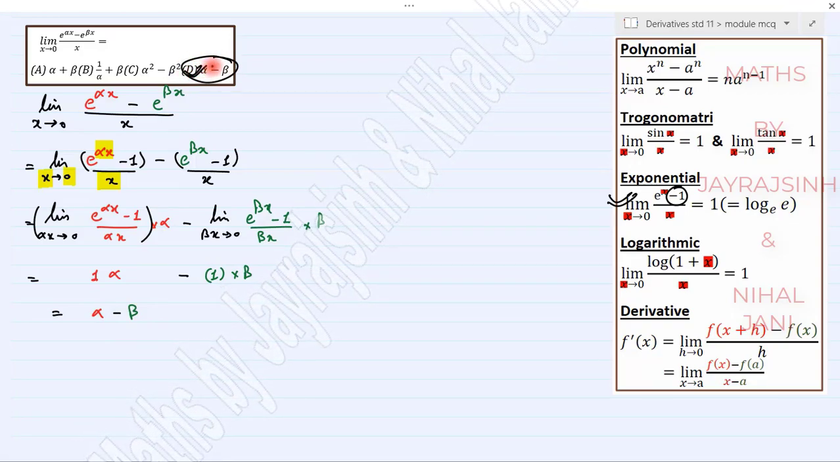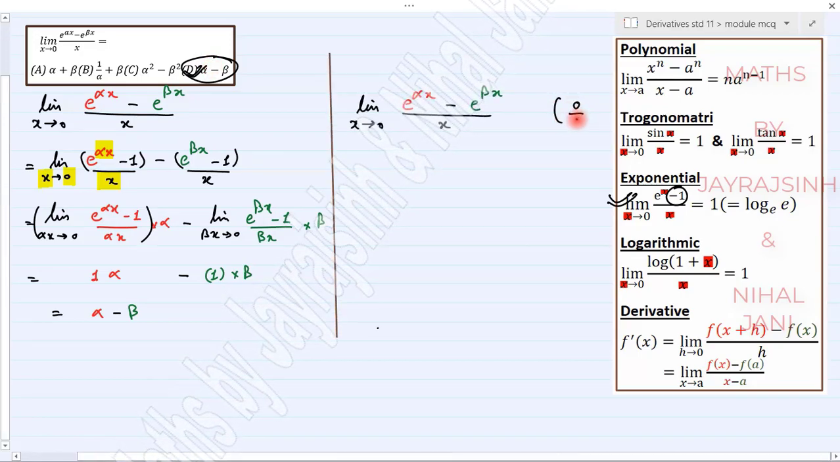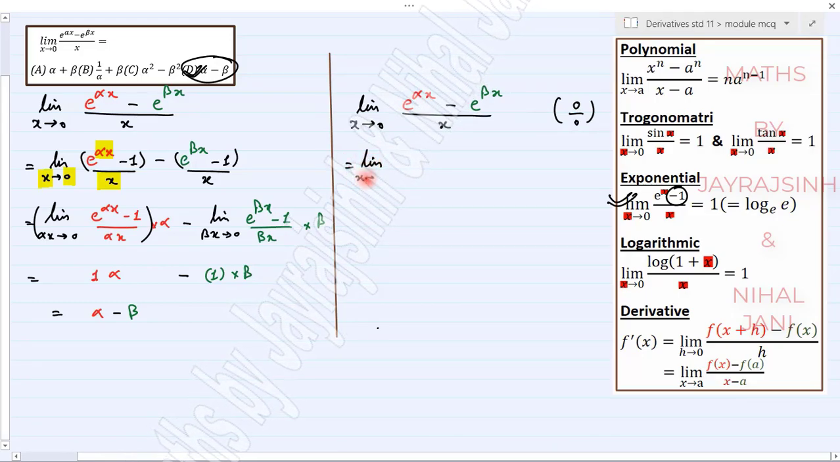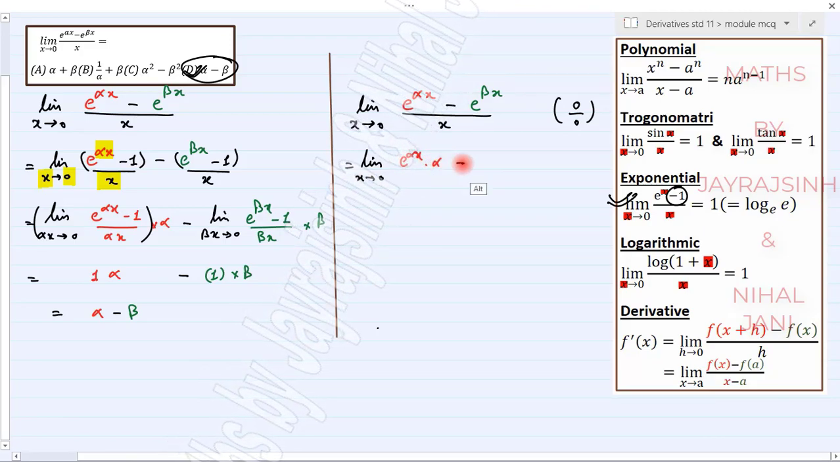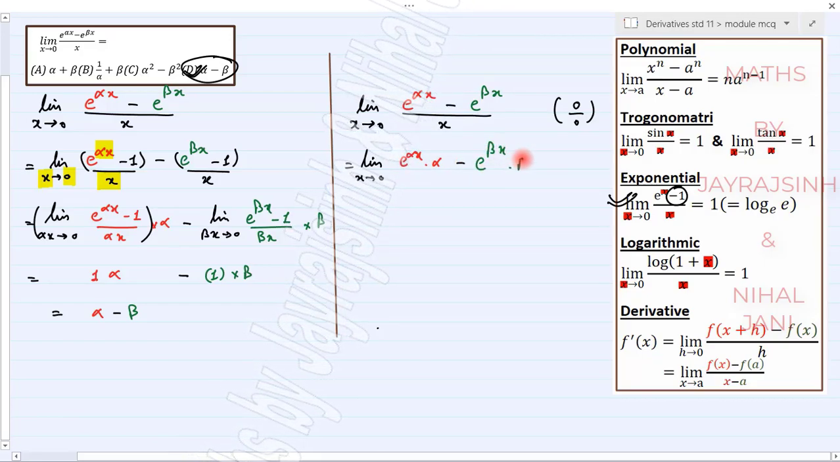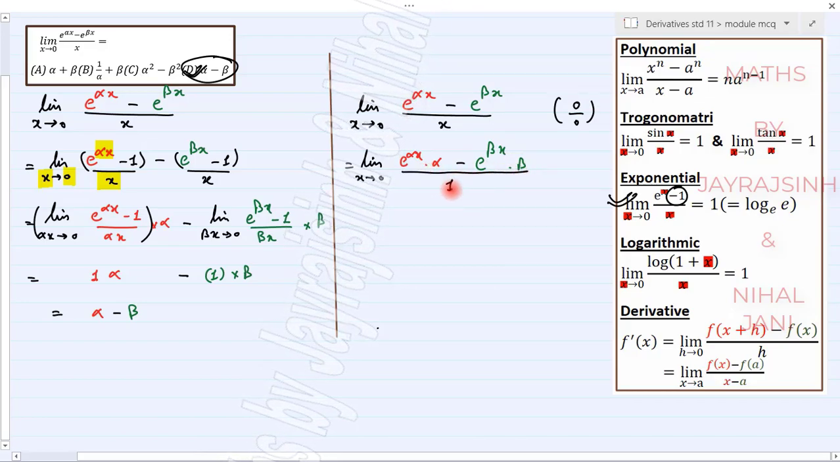Now let's try to solve the same question with L'Hospital rule. Here, your question is in the form of 0 by 0. So let's differentiate the numerator as well as the denominator. Differentiation of e raised to alpha x will be e raised to alpha x into alpha, minus differentiation of e raised to beta x will be e raised to beta x into beta, upon differentiation of x will be 1.